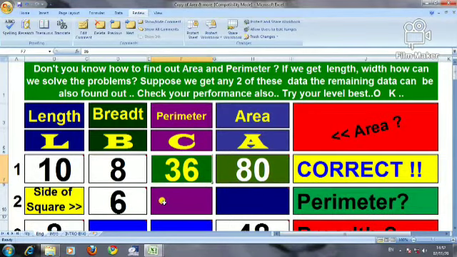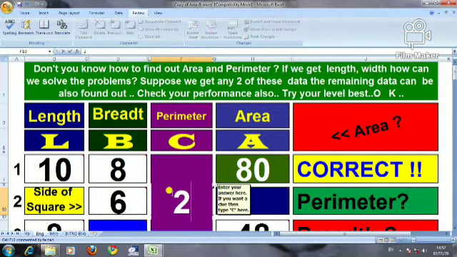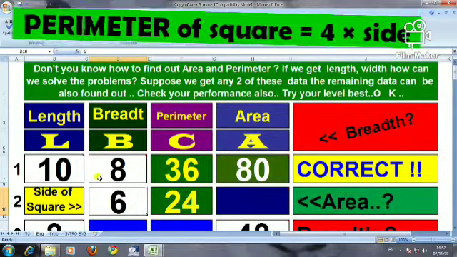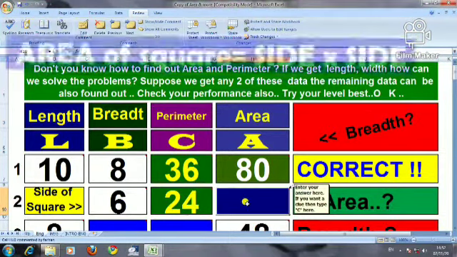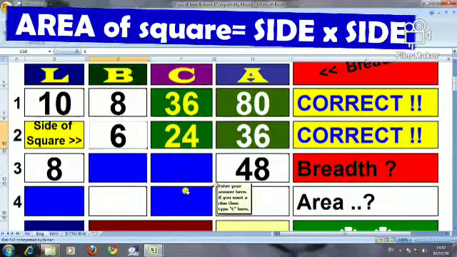Now we are coming to the next one. Here is a square, so one side is to be added. All sides are equal as far as a square is concerned. So here the side is 6, so what will be the perimeter? 6 plus 6 plus 6 plus 6. For 4 6s is equal to 24 is the answer. Now we are coming to the area. Area means length into breadth. Length and breadth are equal, so 6 into 6 is equal to 36 is the answer. So that's also correct.